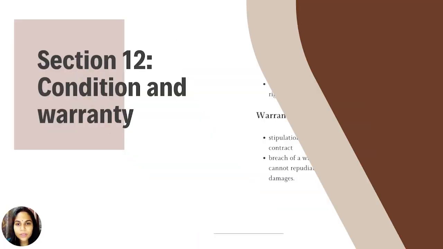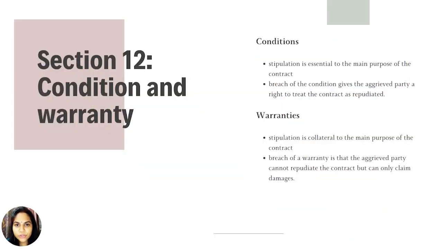Next important section is Section 12, which talks about conditions and warranty. So these two are important concepts given under the Sale of Goods Act, but they are different from each other. Let us see how they are different. Condition, if I talk about, is a stipulation that forms the very basis of a contract and it is essential to the main purpose of the contract.